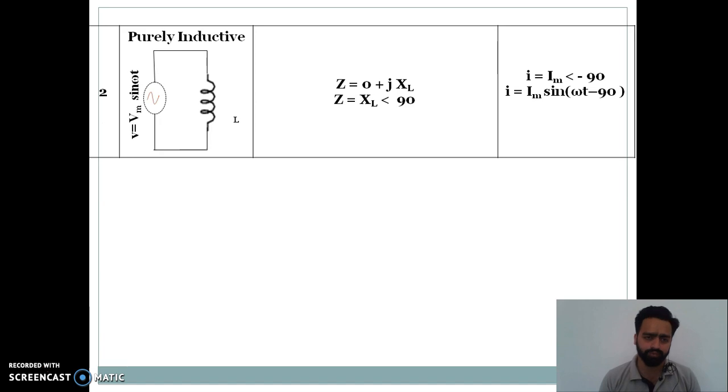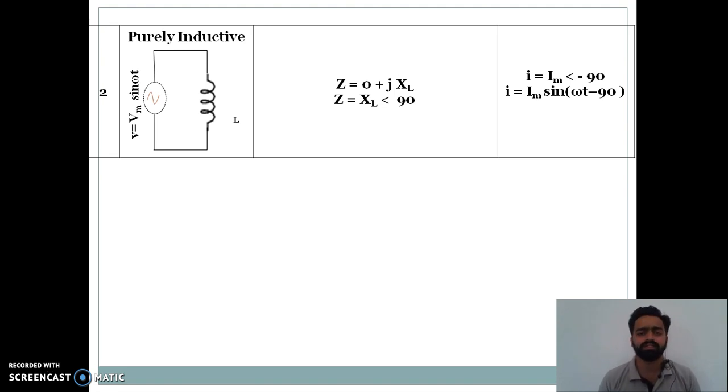Next is the purely inductive circuit, which is practically impossible, because even though you have a coil of n number of turns, that coil still has some minute amount of resistance. But ideally, in case of a purely inductive circuit, as resistance and capacitance are absent, we can write impedance is equal to 0 plus jXL, and if you further write it in polar form, you will get Z is equal to XL angle 90.